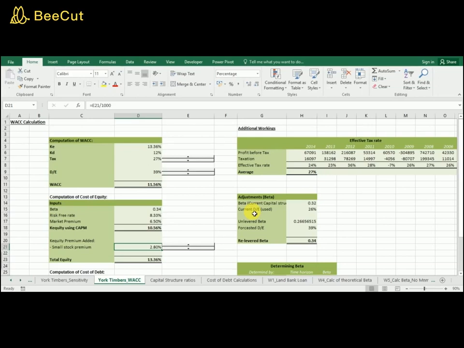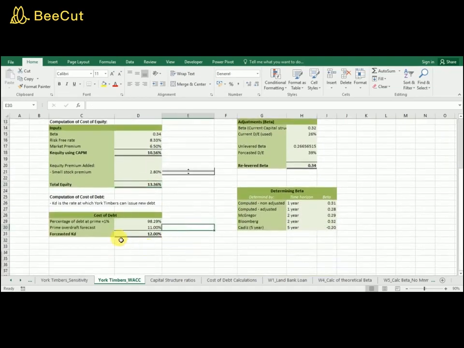Again, this is where the subjectivity of any valuation comes in. And that gave me a cost of equity of 13.36%. I then looked at my cost of debt, and I looked at the overall debt facilities that the company currently had and the cost of that respective debt, and I determined the overall forecasted KD.